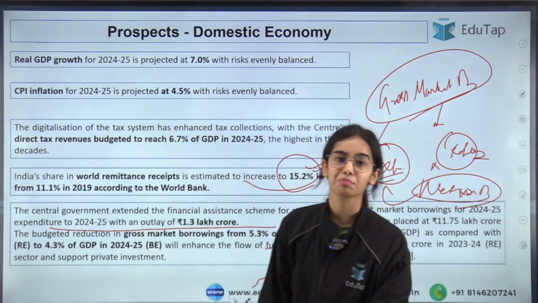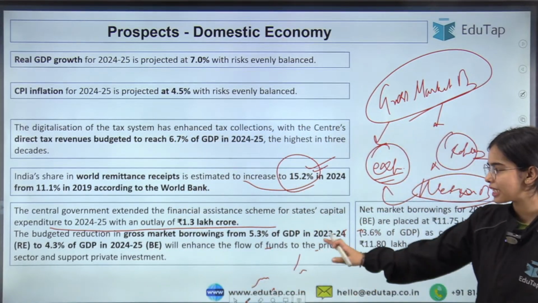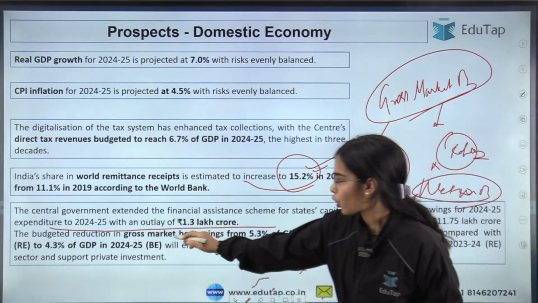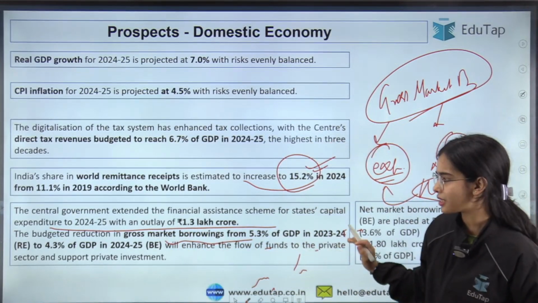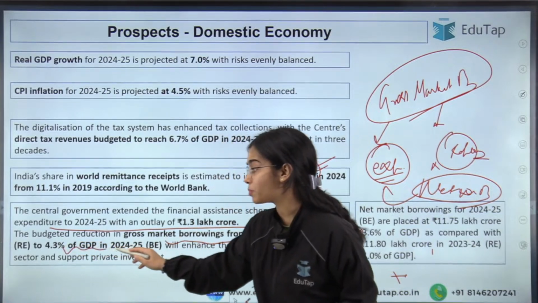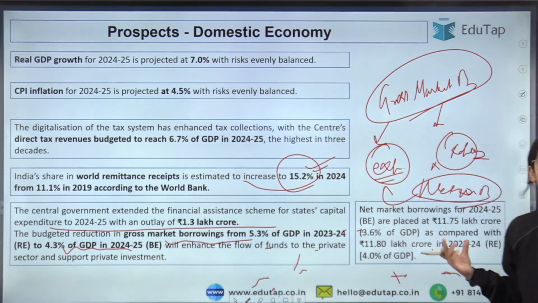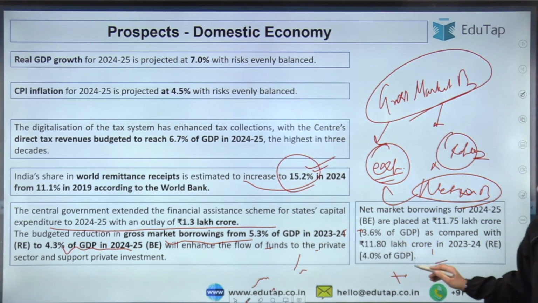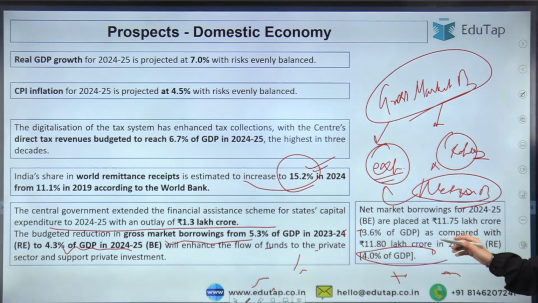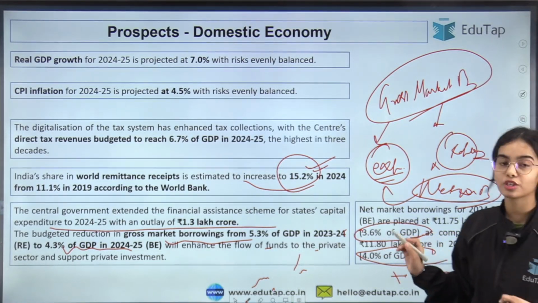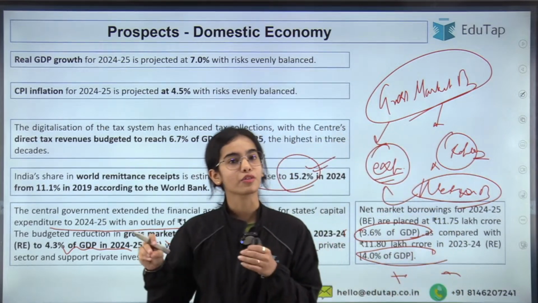So this difference is important, and just the percentages you can see that the gross market borrowing is going to increase to 4.3% of the GDP, and the net market borrowings is going to increase to 4.40%, is going to increase to 3.6% of the GDP from the 4.0% of the GDP.